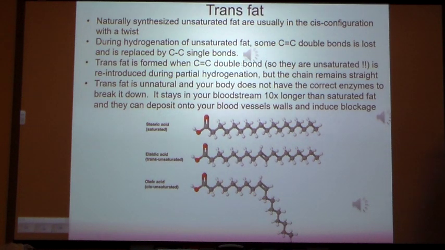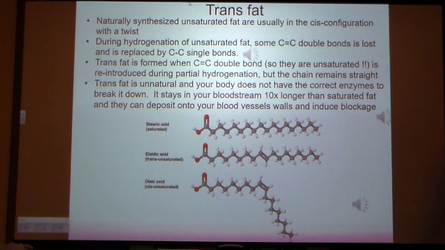Now, trans fats were actually only invented in the mid 70s. They come from partial hydrogenation of unsaturated fats. So it is almost entirely artificial, because naturally synthesized unsaturated fats are not trans fat. When people first made trans fat, they thought it was great, because it comes from plants. They thought it was not going to do much harm to the body, but in fact it causes more problems. It's actually worse than saturated fats. So let's see what that is.